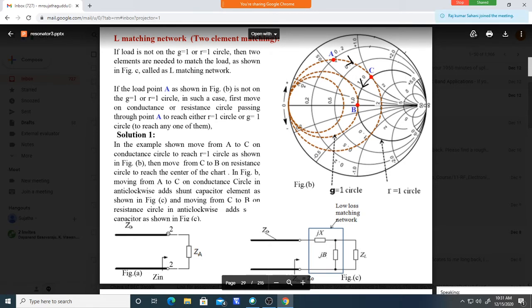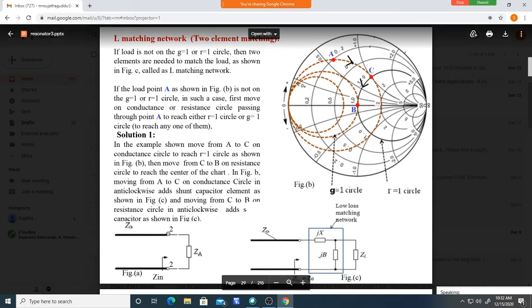See, you move from here. You are moving on the conductance circle. Which element will be added here? Moving on a conductance circle in the clockwise direction adds a shunt capacitor. But if I moved up to only this point, from here, can I reach this point?